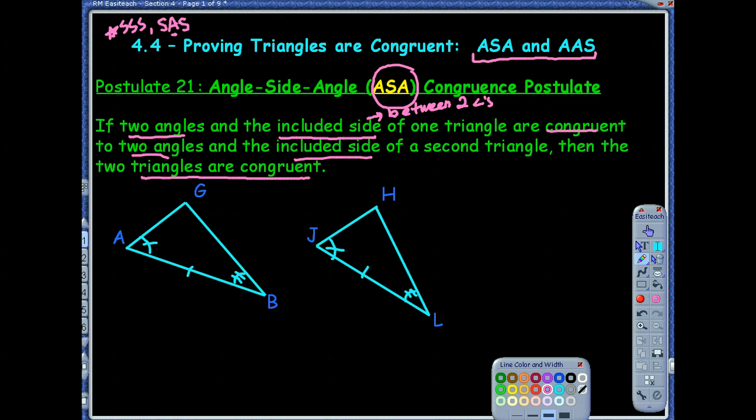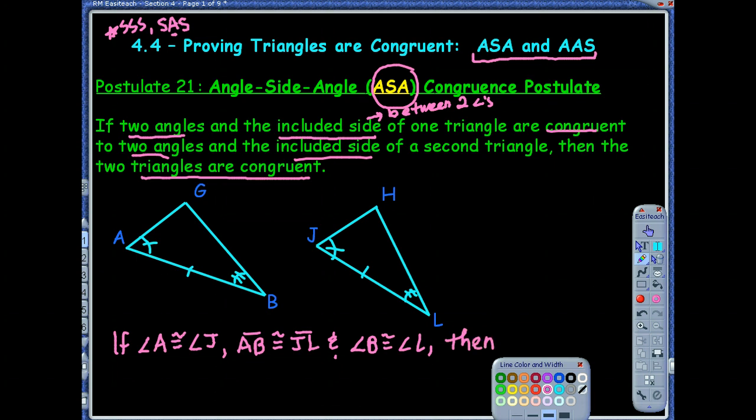Sure. So in the picture below, we know that angle A is congruent to angle J, and we know that segment AB is congruent to segment JL, and we know that angle B is congruent to angle L. So I'm seeing 2 angles with the included side. So now I can say that triangle, let's call it AGB, is congruent to triangle, I'm going to call it JHL. So like she said, here's your angle, here's your side, here's your angle. So this side is included. Notice it's between the 2 angles.